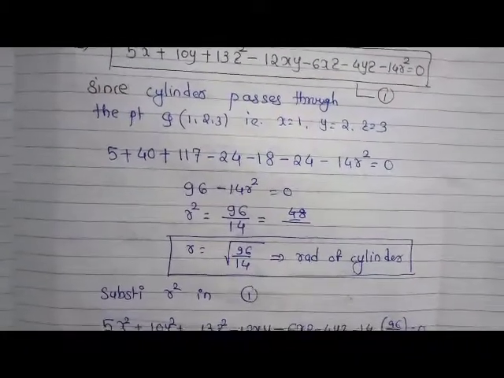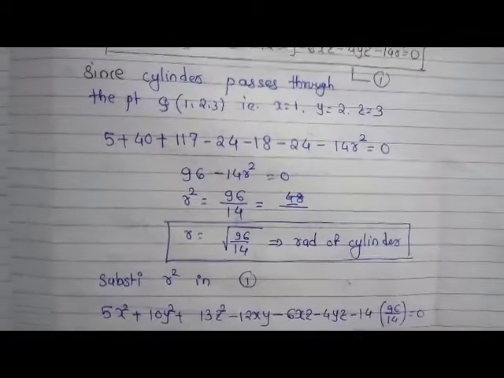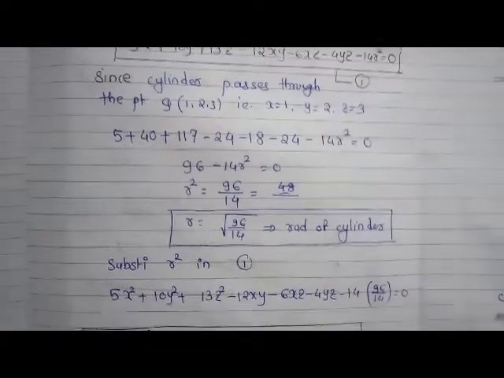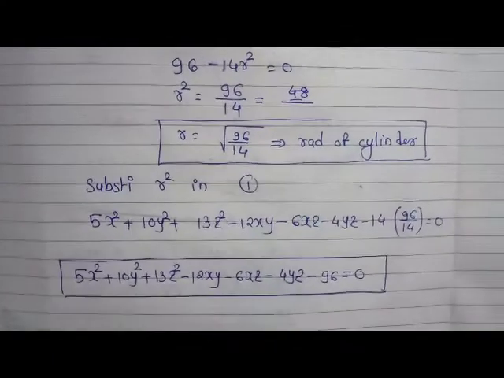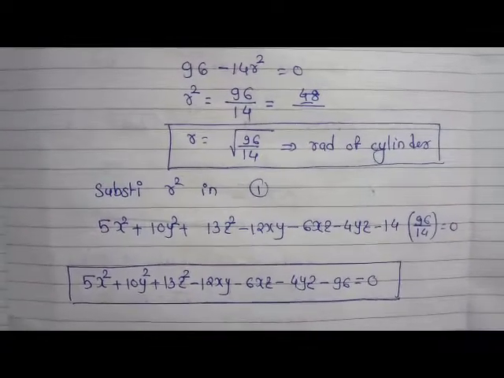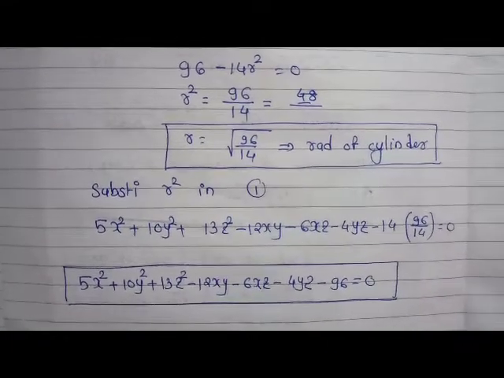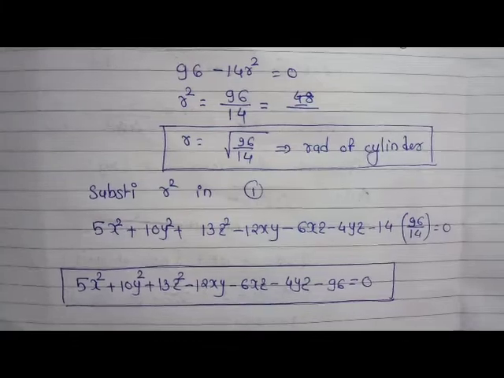So r equal to square root of 96 by 410 is the radius of the cylinder. And then this value of r square is substituted in equation number 1 and simplified to get the equation of the cylinder. The equation of the cylinder is 5x square plus 10y square plus 13z square minus 12xy minus 6xz minus 4yz minus 96 equal to 0.